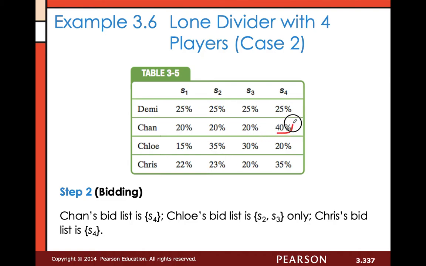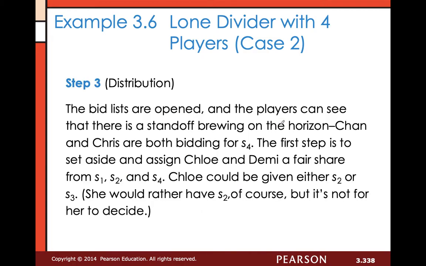Chan has a single option that they would like, which is S4. Chloe, at 35 and 30%, has 2 possible outcomes. And then Chris, at 35%, only has 1. So now the problem is that between Chan and Chris, there is no way to split it up so that they each have a fair division. If you give Chan S4, the closest Chris can get is 23%, but that's below the 25% threshold. So we're going to have to do something different.